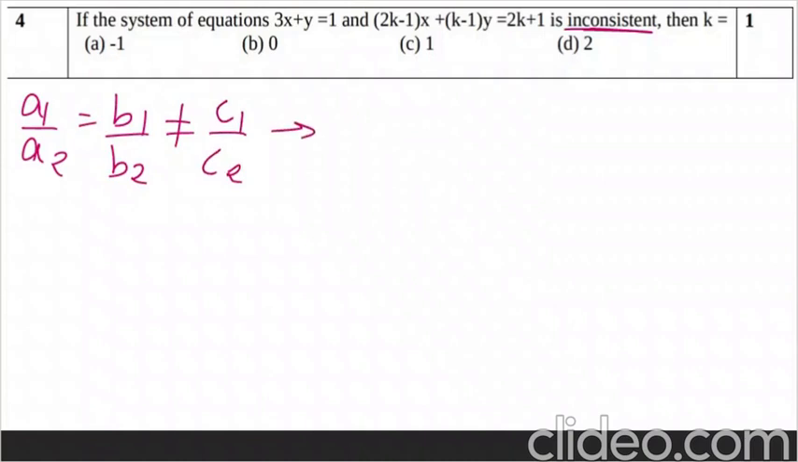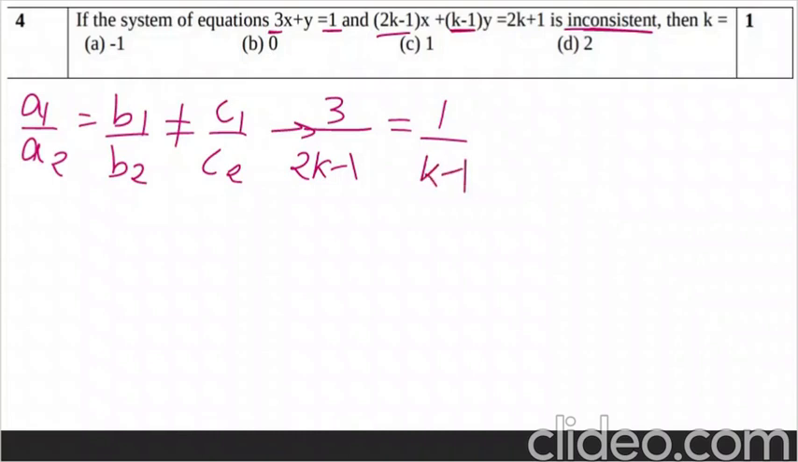Now put the correct values. A1 will be my 3 divided by A2, that is 2k minus 1. Now that will be equal to B1. B1 is 1 divided by k minus 1. Correct. Now that thing will not be equal to C1, that is minus 1 divided by minus 2k plus 1. Why minus 2k plus 1? Because that 2k will go on the other side, will come minus.